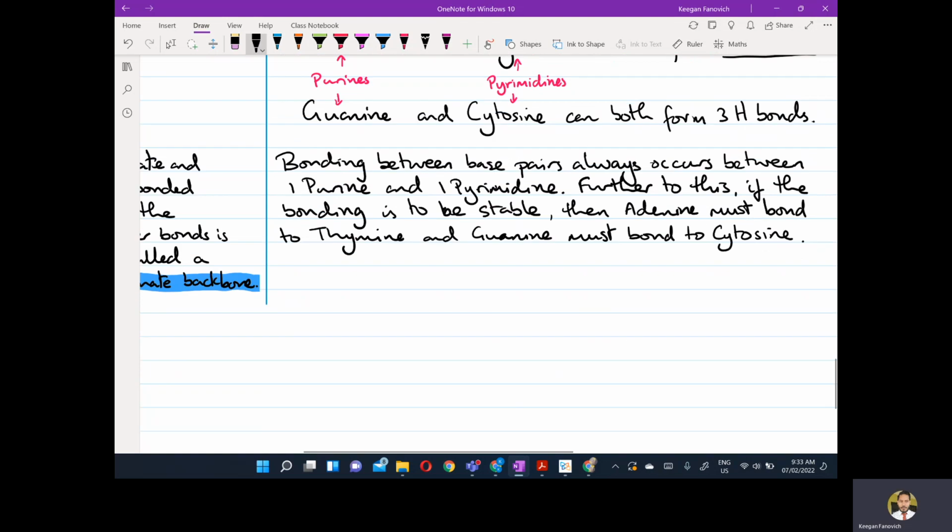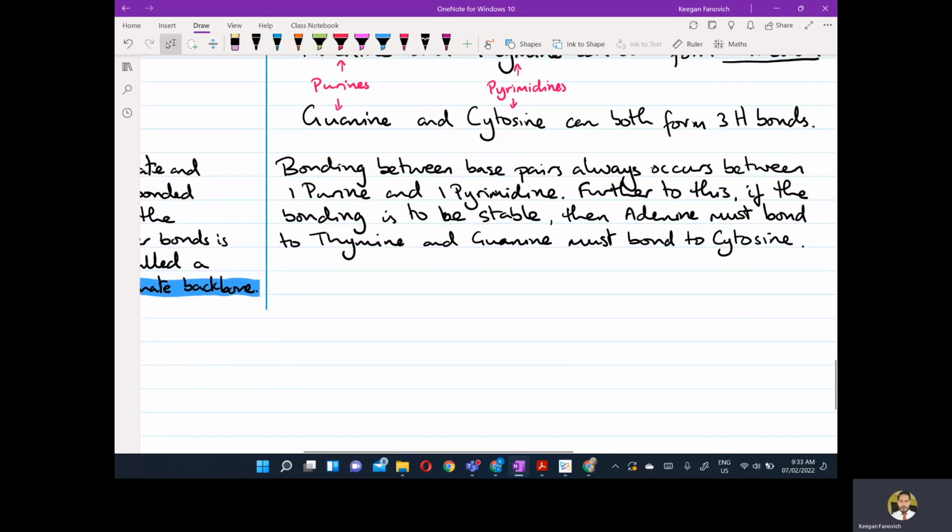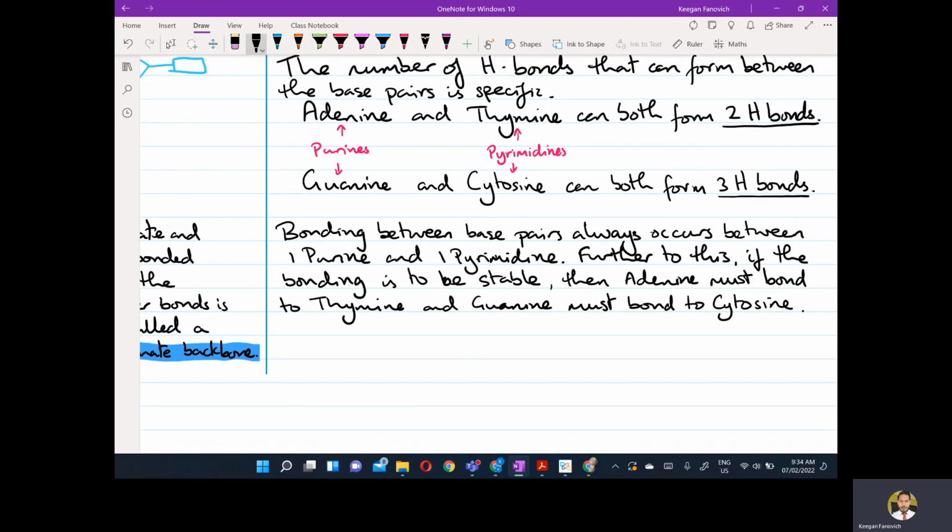The reason for that is because if adenine and thymine bond to each other, since they both only require 2 bonds, then they would both be satisfied and stable. And if guanine and cytosine bond, they both require 3 hydrogen bonds, so they'll both be satisfied and stable. Makes sense, right?